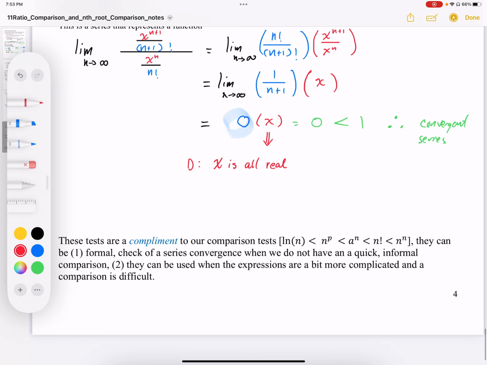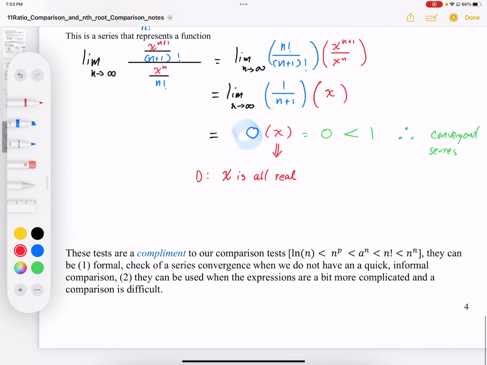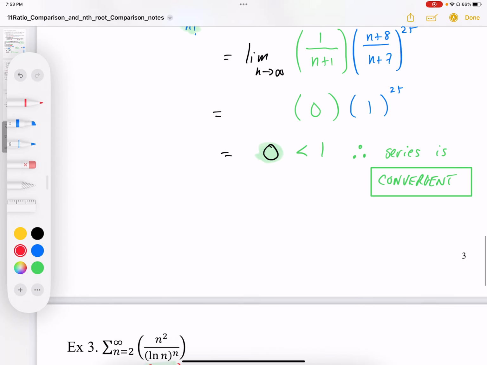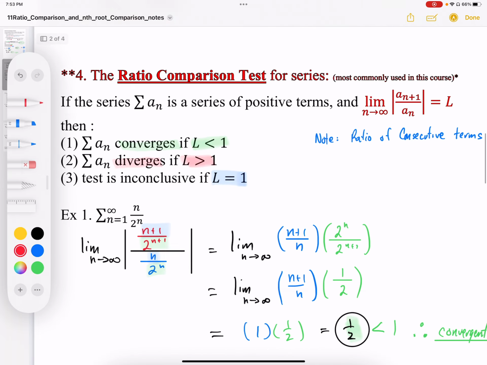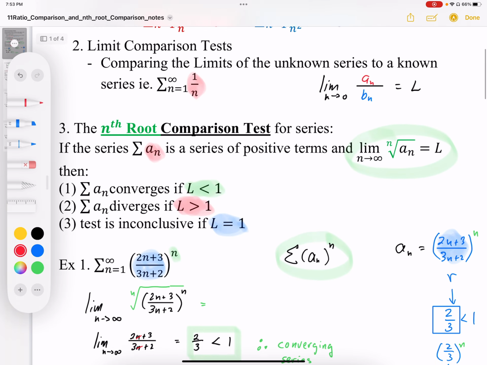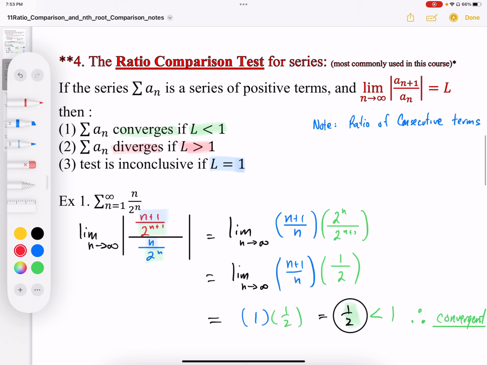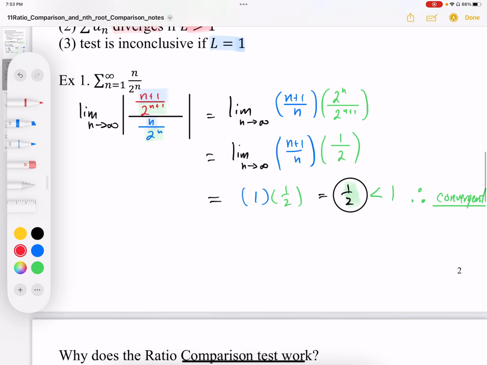So to summarize then, these tests are basically a comparison. We've done some new tests here. We came up with the ratio test and the nth root test. The nth root test is a new one that we looked at today. The ratio test is our go-to one. This is our most important one. This is one we want to use most of the time.